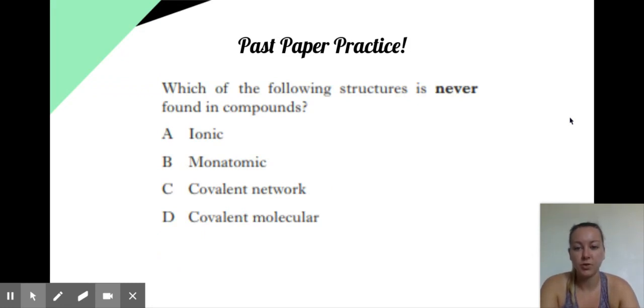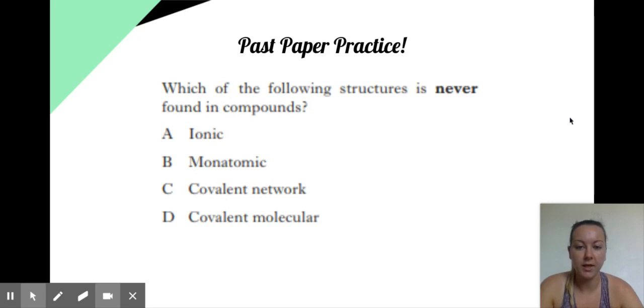Past paper question 2. Which of the following structures is never found in compounds? So again, have a wee look at your answers, pause the video and unpause when you've got your answer and check that it's correct. So which of the following structures is never found in compounds? So we have ionic, monatomic, covalent network and covalent molecular.